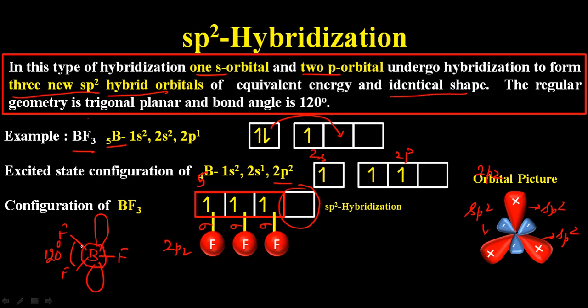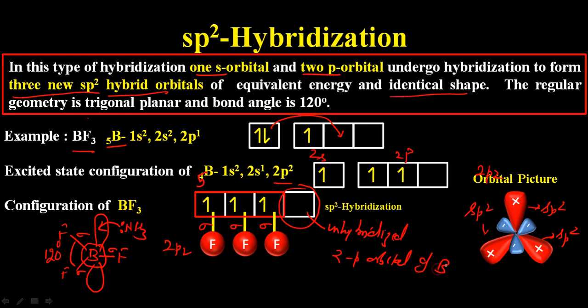Similar to BeF2 and BeH2, which was discussed in sp hybridization, in this case also boron atom is not capable of completing its octet, because it is attached to only 3 fluorine atoms through 3 sigma bonds. It has only 6 electrons. In order to complete its octet, boron atom can combine with some electron donor molecules like ammonia, and those electrons will be transferred to this vacant unhybridized 2p orbital.